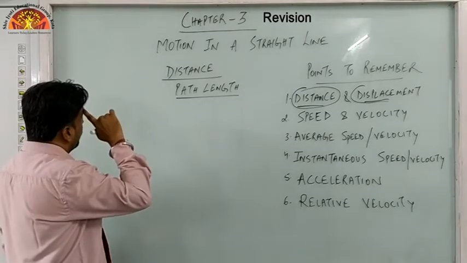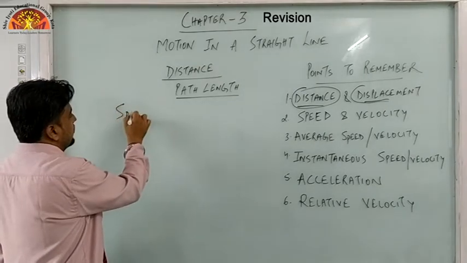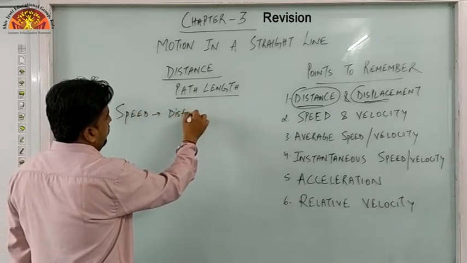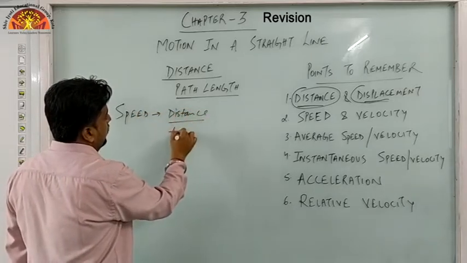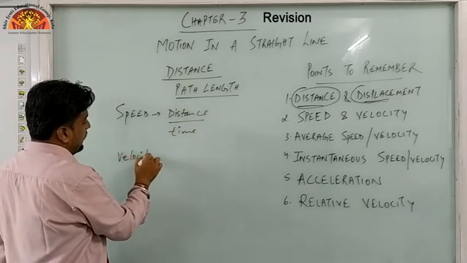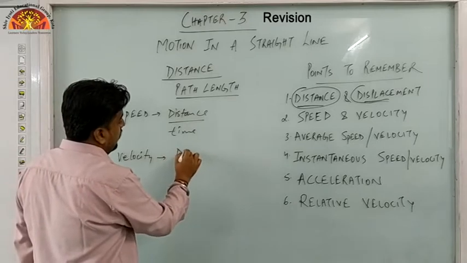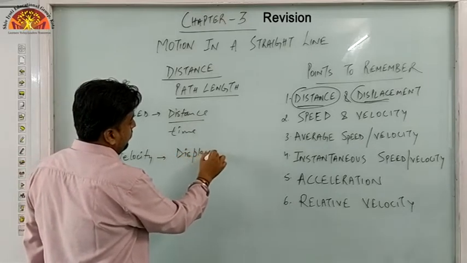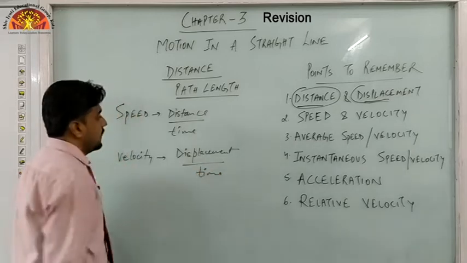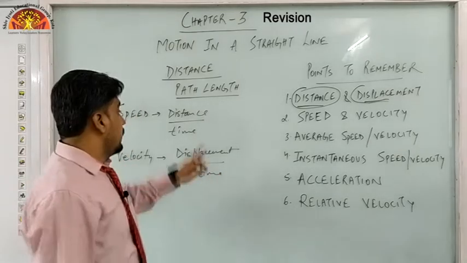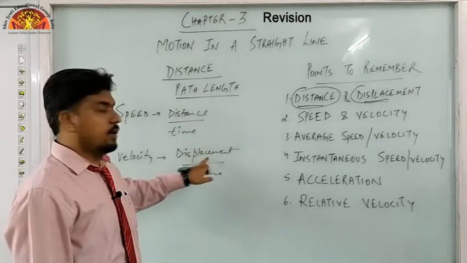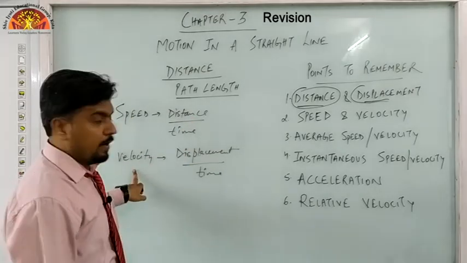Then we have speed and velocity. Speed is basically related to distance, that is distance covered per unit time, while velocity is displacement covered per unit time. These are the differences between speed and velocity. Again, distance is a scalar, so speed is a scalar. Displacement is a vector term, so velocity is a vector term.